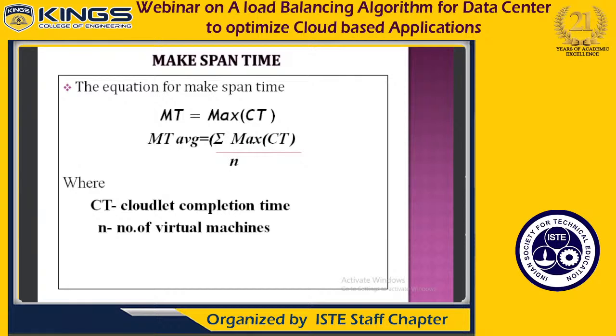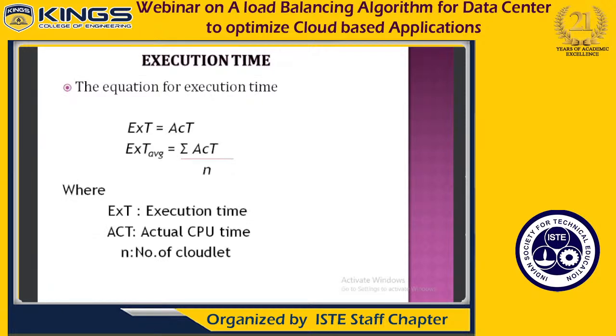And then, this is the make span time. I already explained that the make span time is the time to calculate the scheduling of a task. So this is the equation for the make span time. MT is your make span time, maximum CT is your cloudlet completion time, cloudlet is your task, so task completion time. MT average, we can calculate, is the summation of maximum cloudlet completion times divided by n, the total number of virtual machines. After that, execution time is the time taken to complete your task. The equation for the execution time is execution time equal to actual CPU time. So to find the execution time average, the summation of actual CPU time divided by the total number of cloudlets, that is the number of tasks.